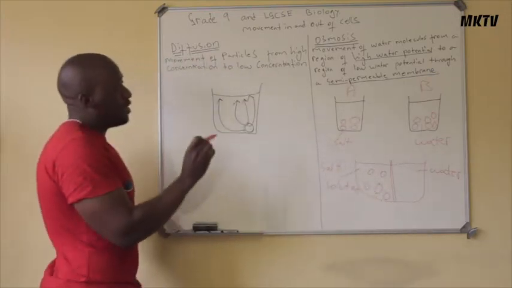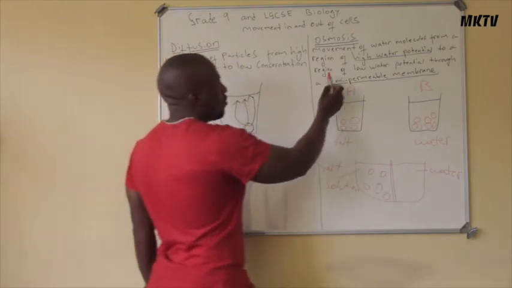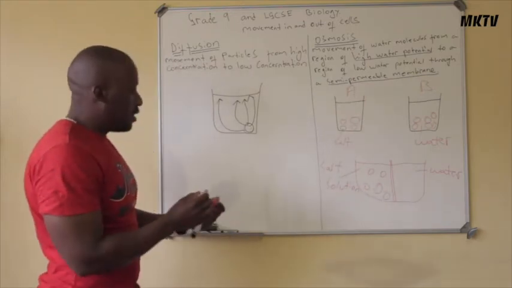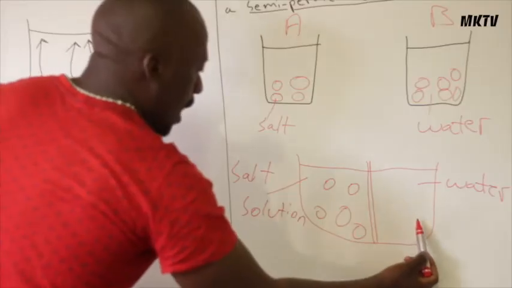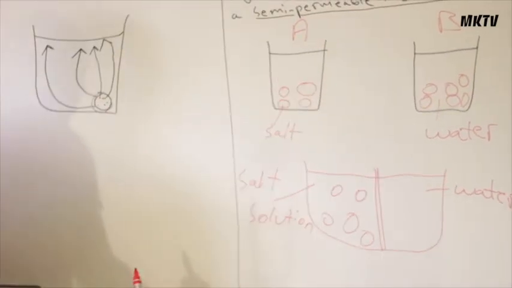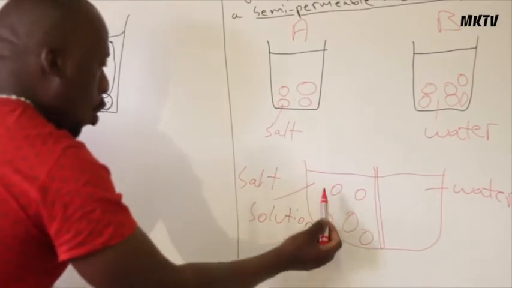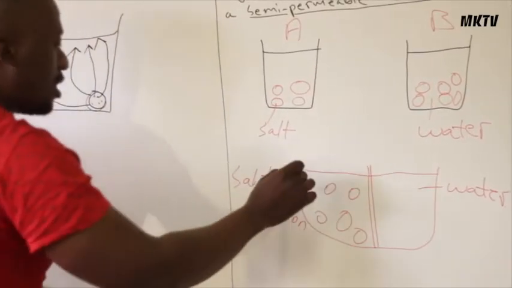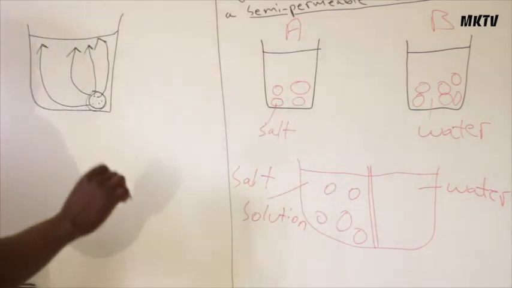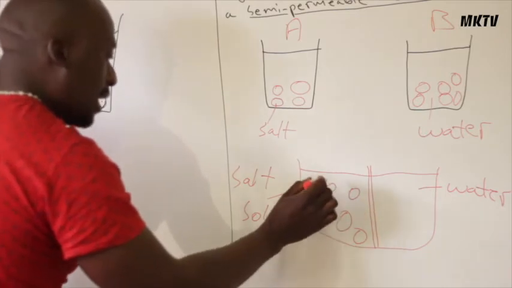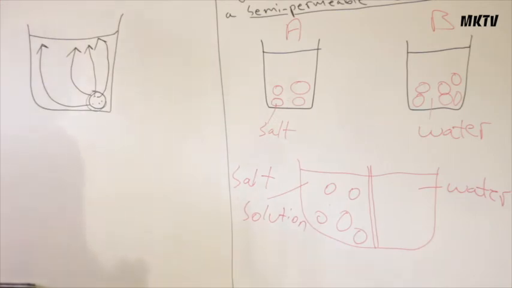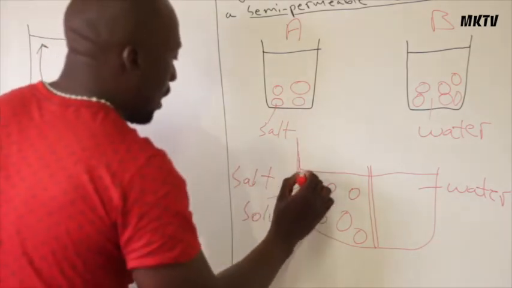So now the definition says osmosis is the movement of water molecules from a region of higher concentration to a region of lower concentration. So here I have high water potential because this is pure water. Here I have low water potential because this is a solution. There are some particles inside the water. So the water potential in here is lesser than on the other side. This is the beginning of our experiment.